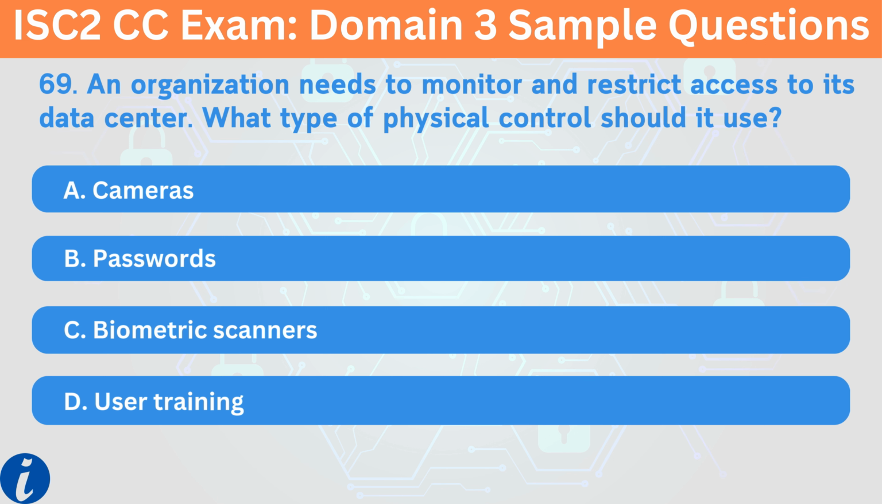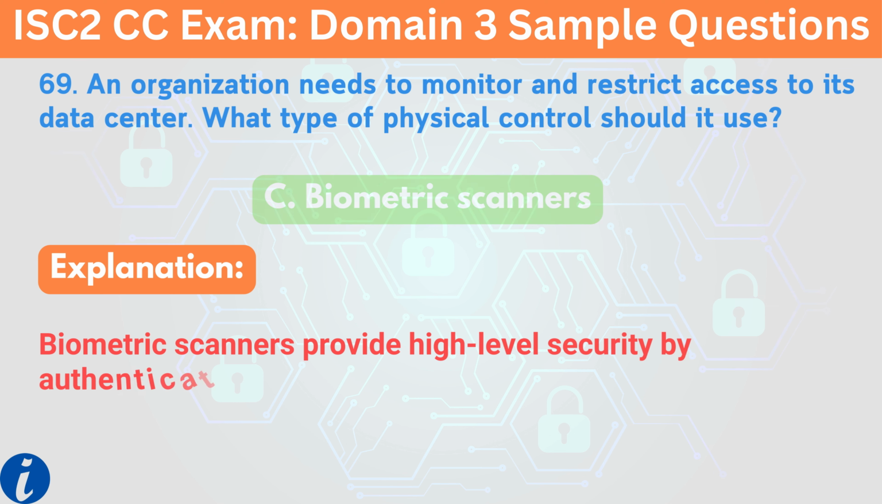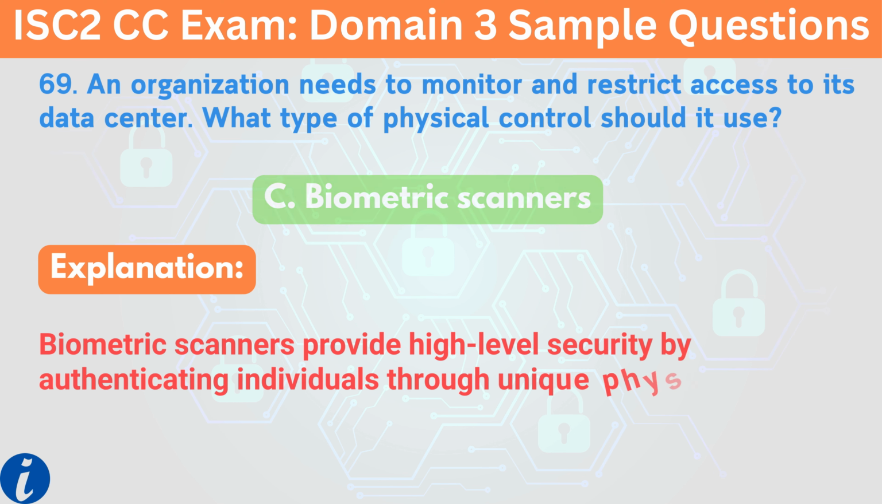69. An organization needs to monitor and restrict access to its data center. What type of physical control should it use? A. Cameras. B. Passwords. C. Biometric scanners. D. User training. The correct answer is C. Biometric scanners. Explanation: Biometric scanners provide high-level security by authenticating individuals through unique physical characteristics.